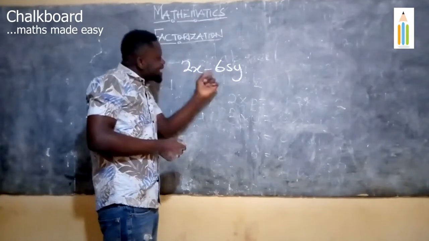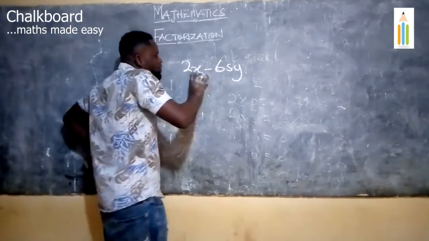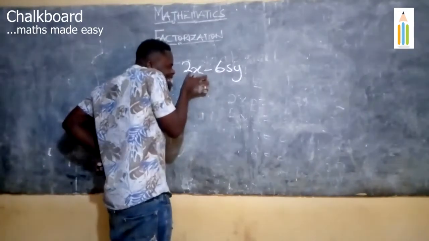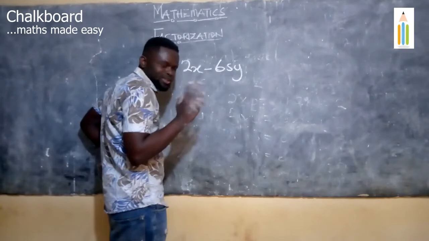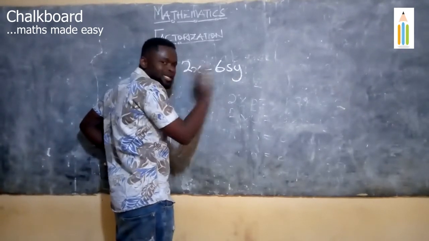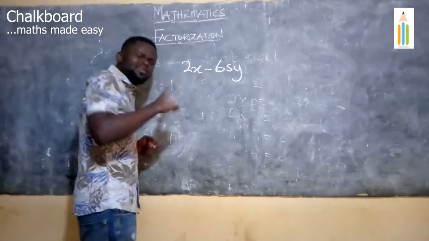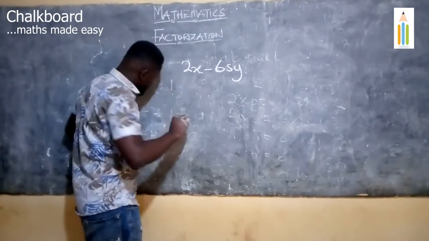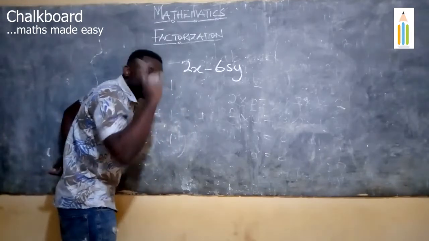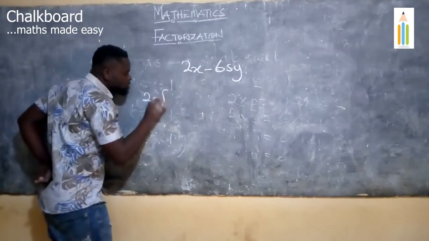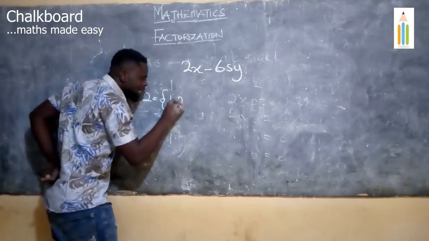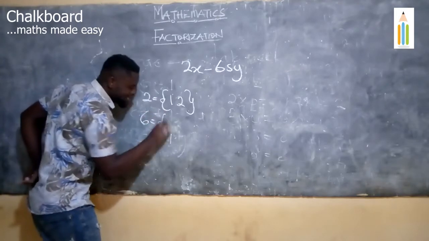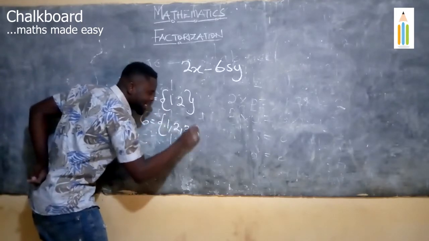Now, with 2x and 6y, we can see that from the alphabet, x and y, there is nothing in common. This is x and this is y, so there's nothing in common. But the numbers, do we have something in common with the numbers? Now, the simple way is, let's look for the factors of 2. The factors of 2 give us 1 and 2. And the factors of 6 give us 1, 2, 3, and 6 itself.